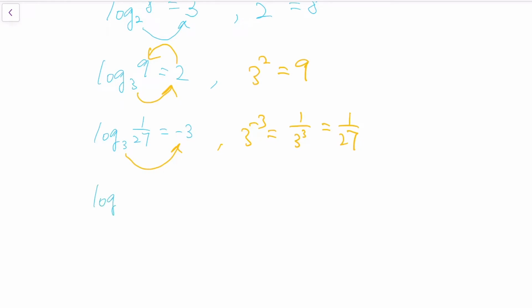Next, what about log 2 base 4? Well, the answer is half, because 4 to the power of half is 2, right? Because 4 to the power of half, the meaning of a half power is a square root, and root 4 is 2. Okay?